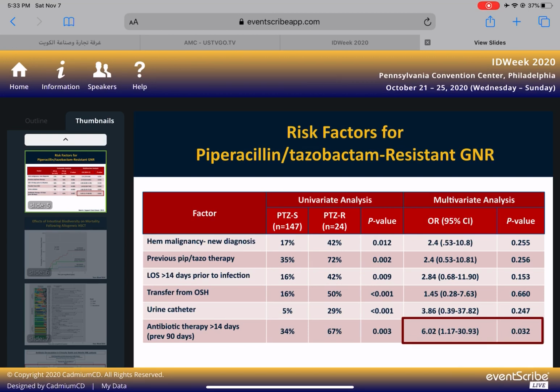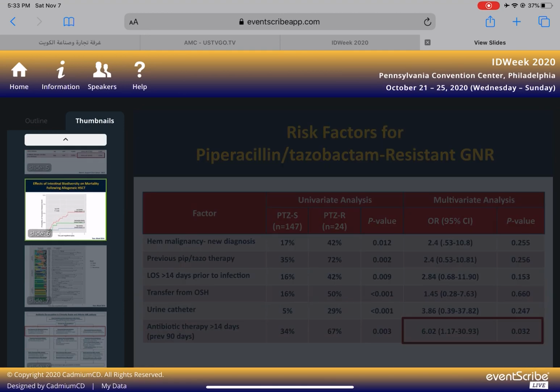And if you think about it, a lot of our AML patients, particularly our relapse refractory AML patients, or I guess any AML patient, is pretty likely to have extended courses of antibiotic therapy, which place them at a higher risk for having a piperacillin-tazobactam resistant gram-negative infection.